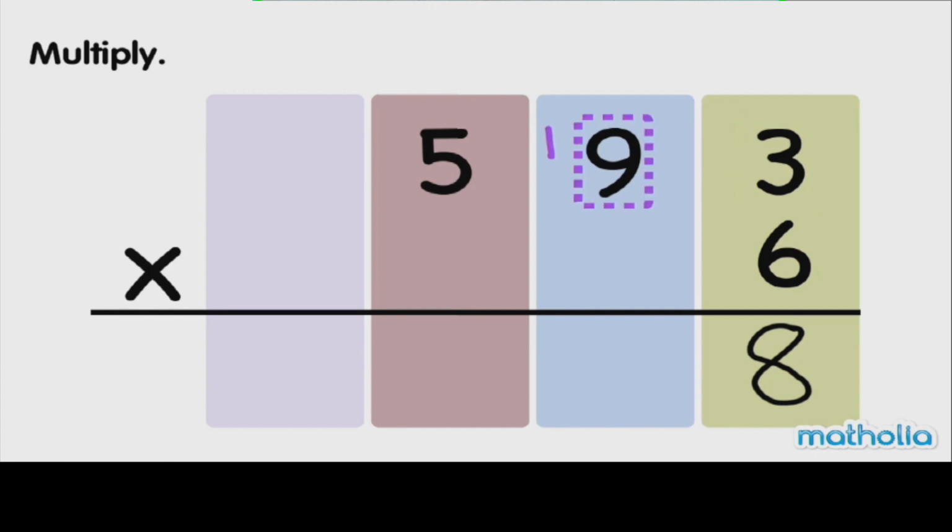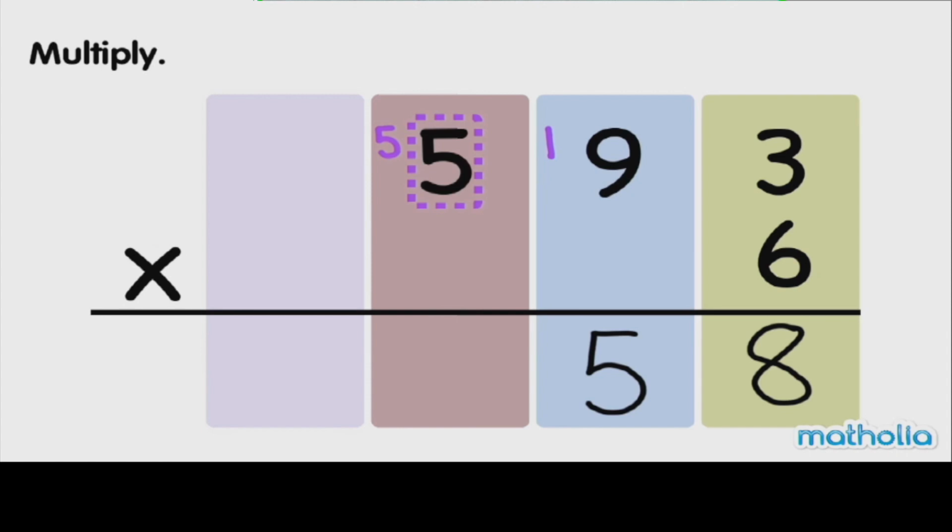Multiply the tens by 6 and add the regrouped tens. 9 tens times 6 equals 54 tens. Plus the one we carry over: 54 tens plus 1 ten equals 55 tens. Regroup 55 tens into 5 tens and 5 hundreds. So we write 5 and carry over 5.